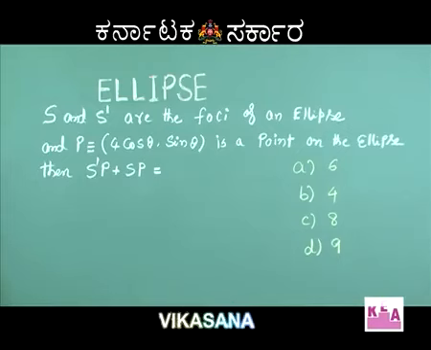S and S dash are the foci of an ellipse and P is the point on the ellipse whose coordinates are 4 cos theta comma sin theta, then S dash P plus SP is equal to, options are: A, 6; B, 4; C, 8; and D, 9.